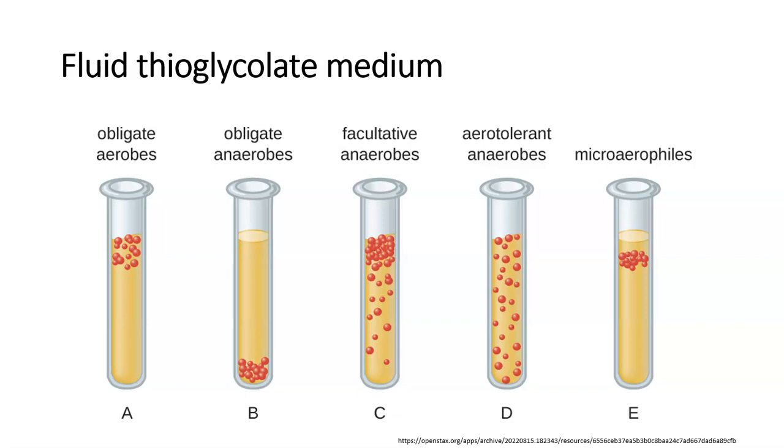That's your aerotolerant anaerobe. And then finally, at the very end, in E there, you have an organism that needs oxygen, right? So it's not growing all the way at the bottom of the tube where there's no oxygen, but too much oxygen will kill it. That's called a microaerophile. It can grow in a low oxygen environment.